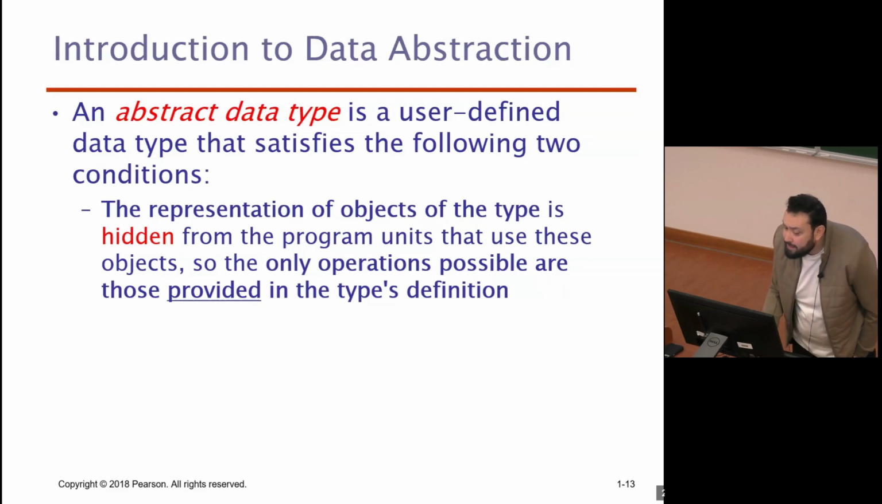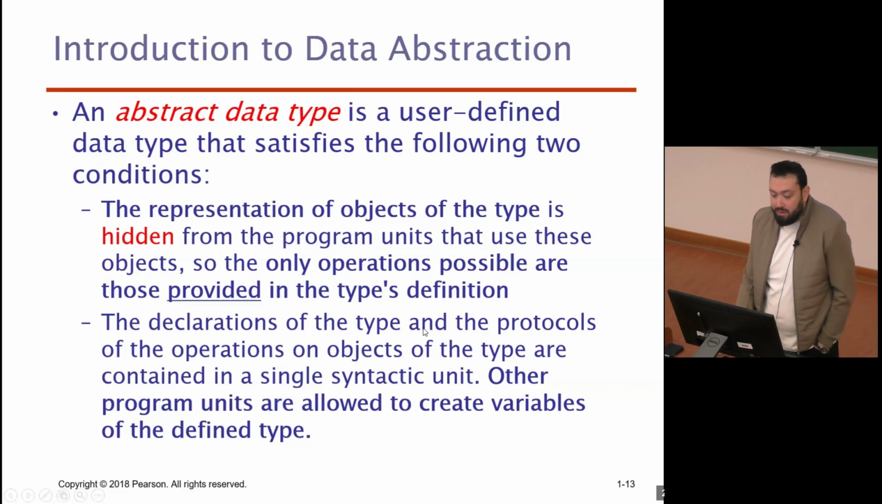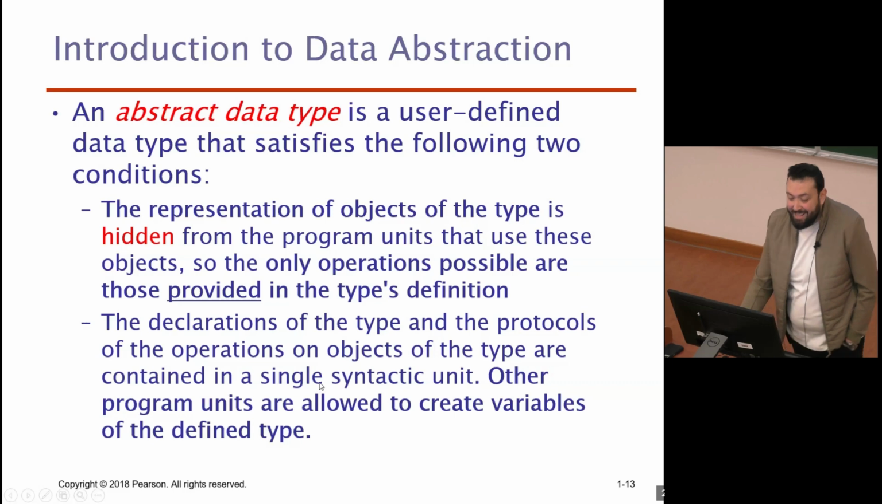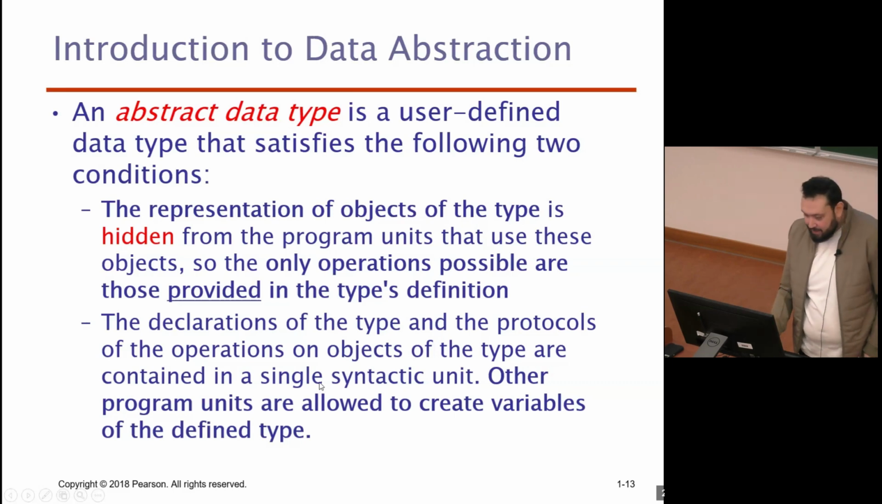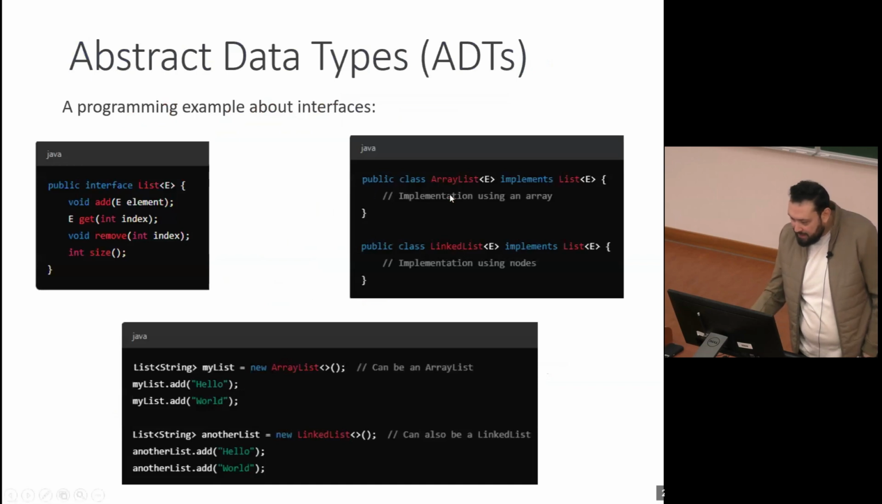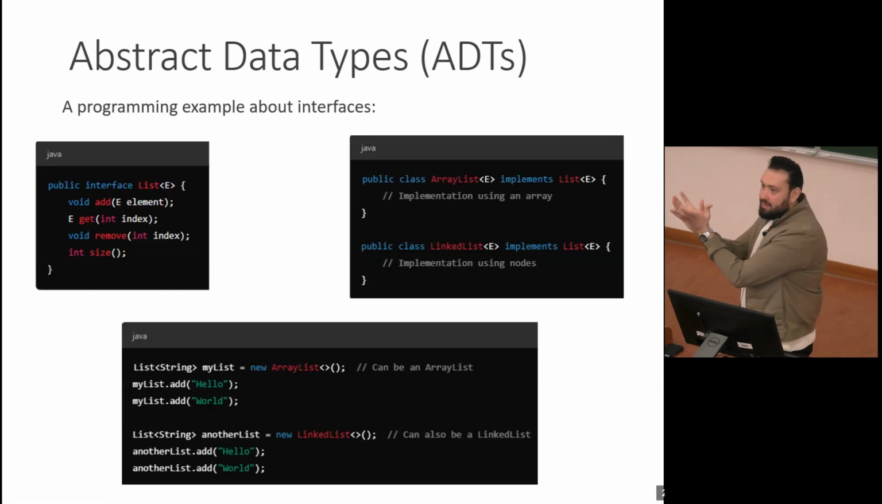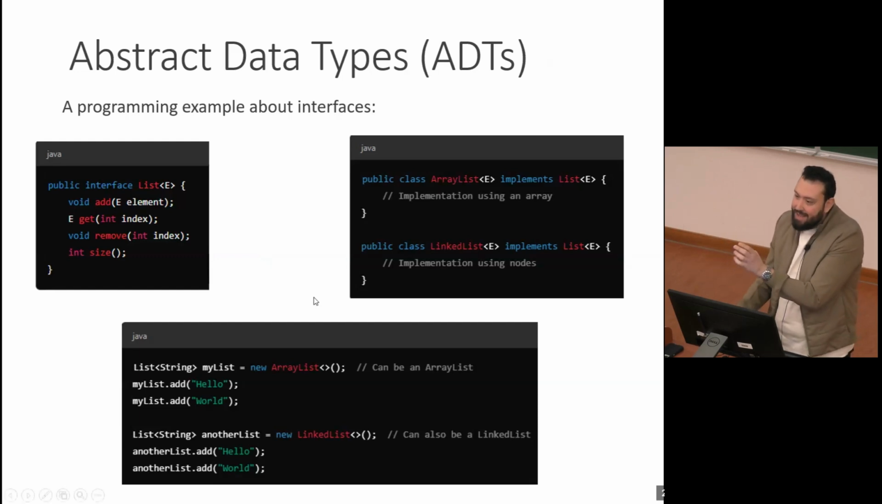The second one would be what? That the declaration of the type and the protocols of the operations on objects of the type are contained in a single syntactic unit. What do you mean by that? It's similar to this one. This syntactic unit here, in this case, is a class. I'm putting everything in one unit, a class, and then I can use it as if it's a type, and I can create it.